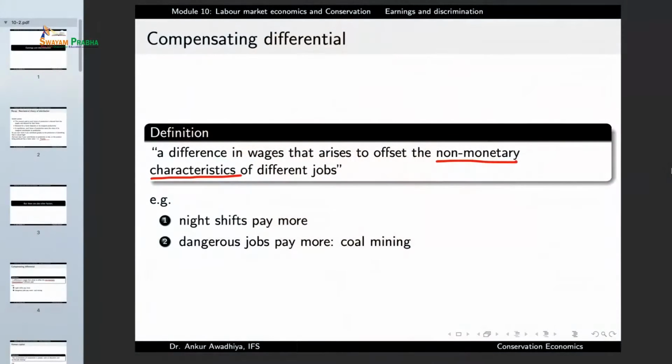So the difference is whether they are working in the daytime or in the night time, and this non-monetary characteristic differential is getting compensated. So this is a difference in wages that arises to offset, that is, we are trying to nullify or compensate for the non-monetary characteristics of different jobs. So examples are night shifts that pay more or dangerous jobs that pay more.